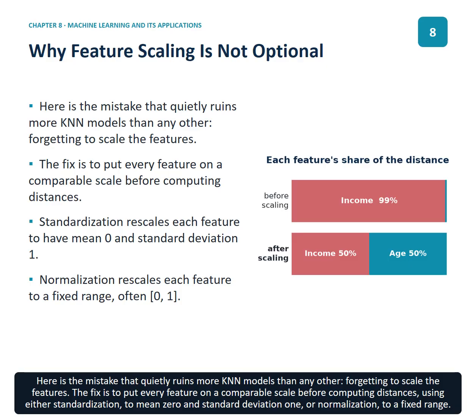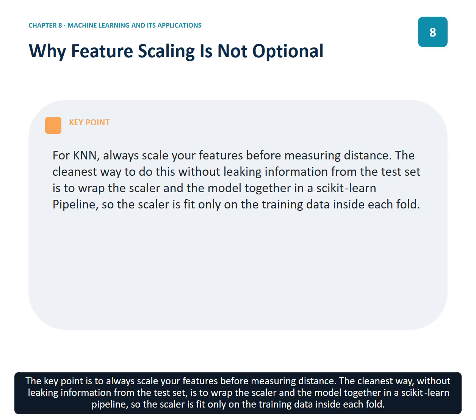Here is the mistake that quietly ruins more KNN models than any other, forgetting to scale the features. The fix is to put every feature on a comparable scale before computing distances, using either standardization to mean 0 and standard deviation 1 or normalization to a fixed range. The key point is to always scale your features before measuring distance. The cleanest way, without leaking information from the test set, is to wrap the scaler and the model together in a scikit-learn pipeline, so the scaler is fit only on the training data inside each fold.